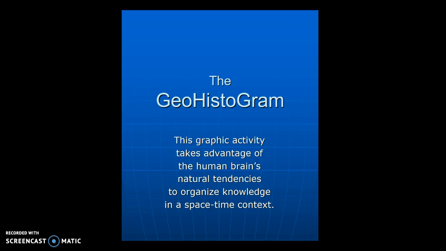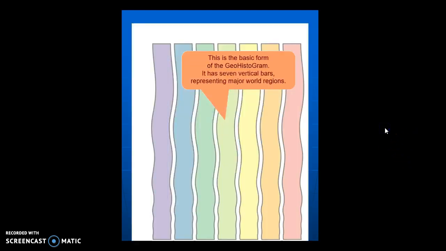Now the GeoHistogram was developed by the good folks at the Michigan Geographic Alliance, and it's a wonderful tool to keep this very extensive scale of world history in an understandable, manageable way of looking at it. And it takes advantage of the human brain's natural tendencies to organize knowledge in a space-time context. So let me show you what it looks like.